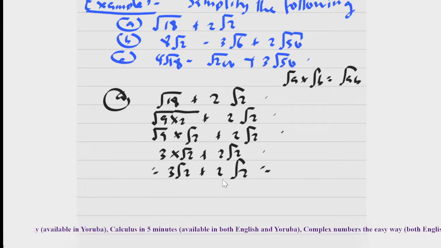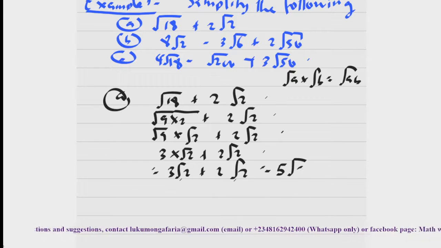What is 3 root 2 plus 2 root 2? Indeed, you can add these two together because they have the same term, root 2 and root 2. It's just like when you are saying 3 pens and 2 pens. How many pens are you going to have together? That will give you 5 pens. So likewise, this will give you 5 root 2. I hope you understand. You can see it's not difficult.